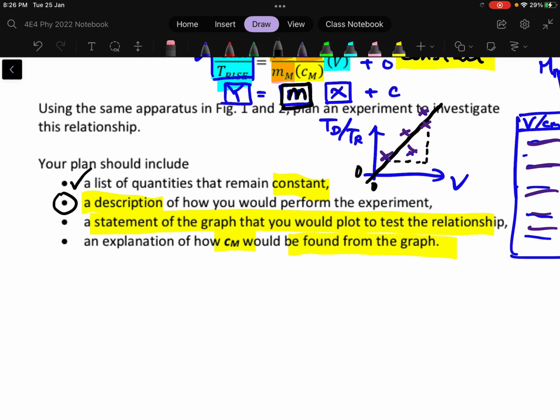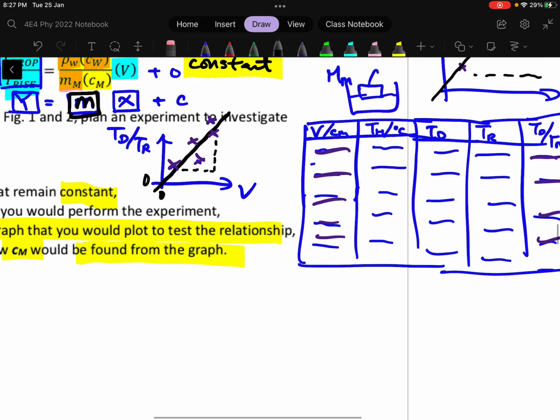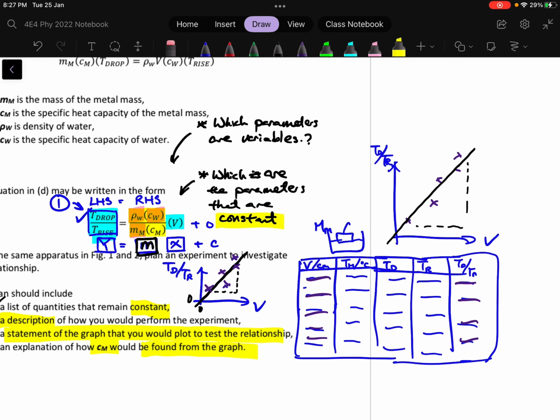Okay, this full description on how to perform the experiment, I need to spend a lot of effort doing. So I may not want to capture this mark if I'm running out of time. Next, a statement of the graph that I want to plot to test the relationship. Well, I already know what graph I'm going to plot, right? Because from the beginning, I've already established that, oh, this is what I want to plot. Because by looking at this equation, the blue ones are my variables, and the yellow-orangey one is constant. So I'm expecting a graph that is a straight line. So I already know what to plot, and it's a one-liner. So I can score this mark.